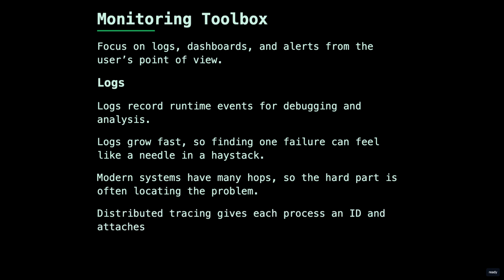Distributed tracing solves that search problem by tying related events together with a unique identifier. When every log line carries the same request ID, time, service name, function name, and user context, you can follow one path through the whole system.